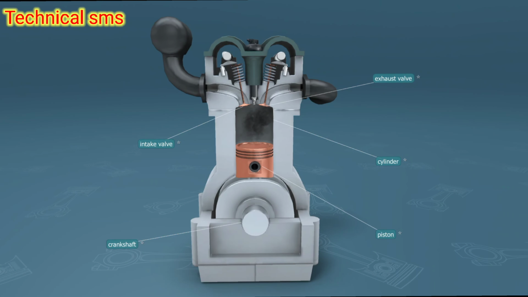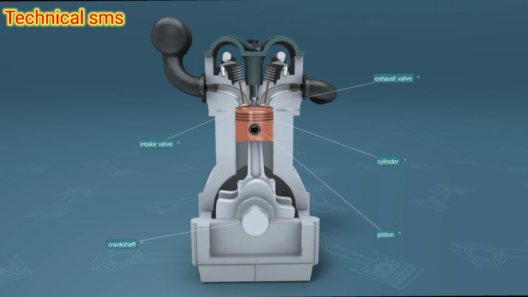The third stroke is the power stroke. The spark plug ignites the compressed, heated mixture of fuel and air. The fourth stroke is the exhaust stroke. The piston moves upwards, the exhaust valve opens, and the exhaust gases are expelled.